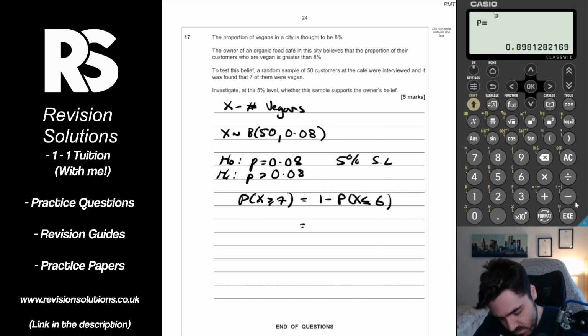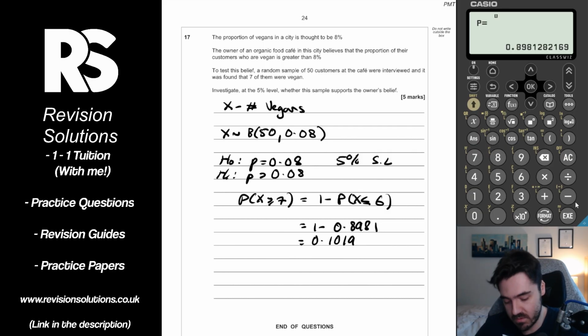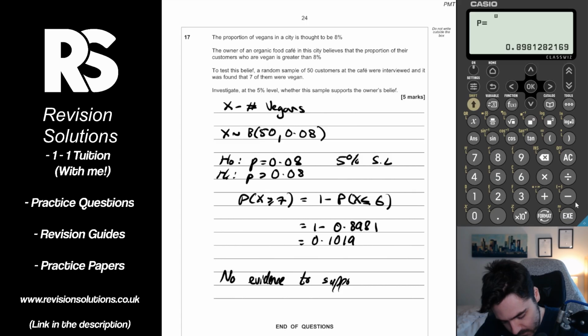That is 1 minus 0.8981. So there is a 0.1019 chance of getting 7 or more customers. So that's reasonably likely. In other words, there's no evidence to reject the null hypothesis, or there's no evidence to support the claim. So no evidence to support the owner's belief.